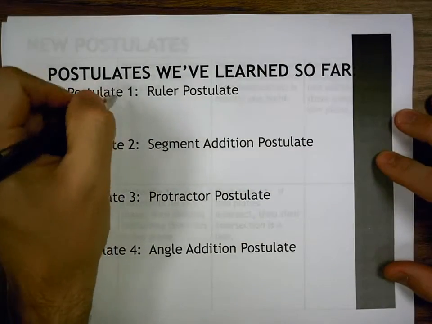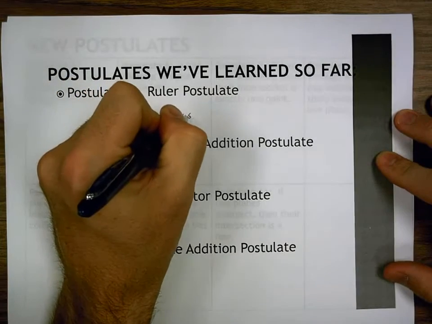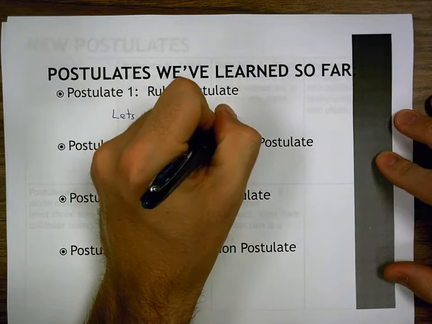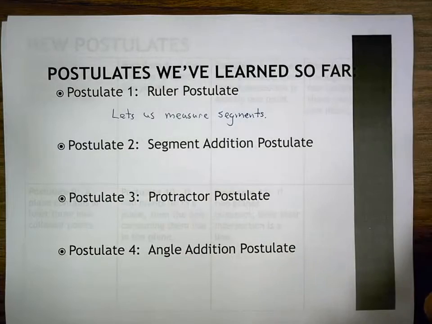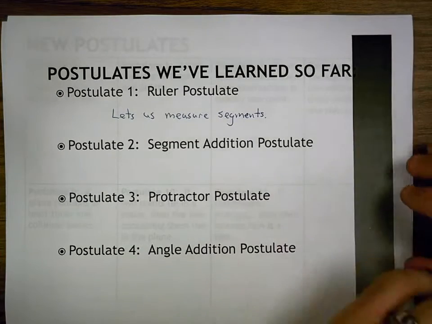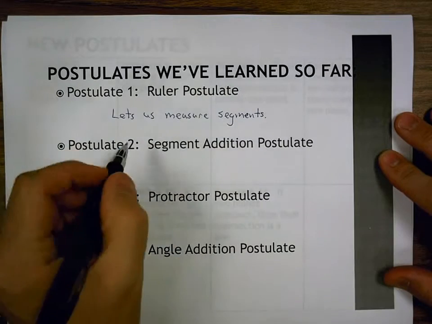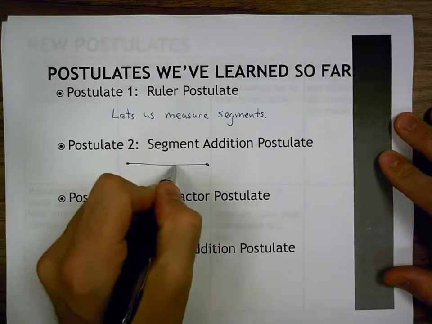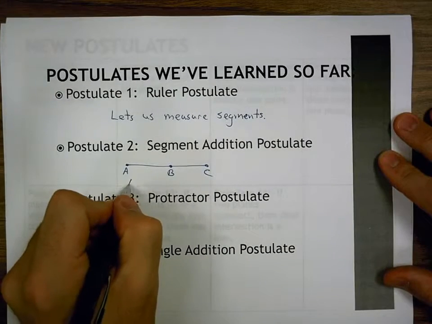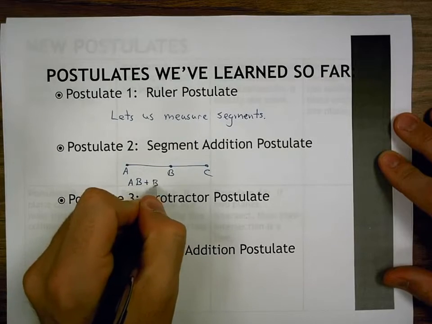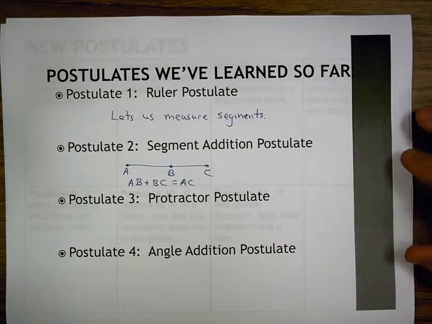First of all, we have the ruler postulate. This lets us measure segments. We can give them a value, we can give them a coordinate, and it lets us look at length, so we could actually label length. The segment addition postulate tells us that if we add up the parts, it's equal to the whole. So if I had a segment, A, B, C would be the parts, I could say that AB plus the length from B to C is equal to AC. Lets me add parts together.